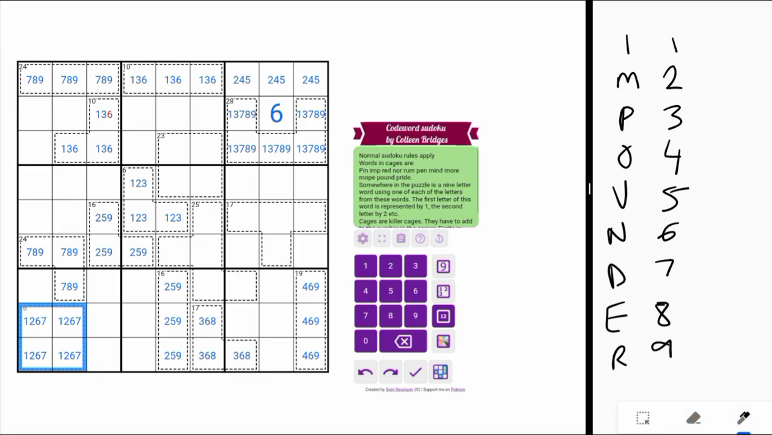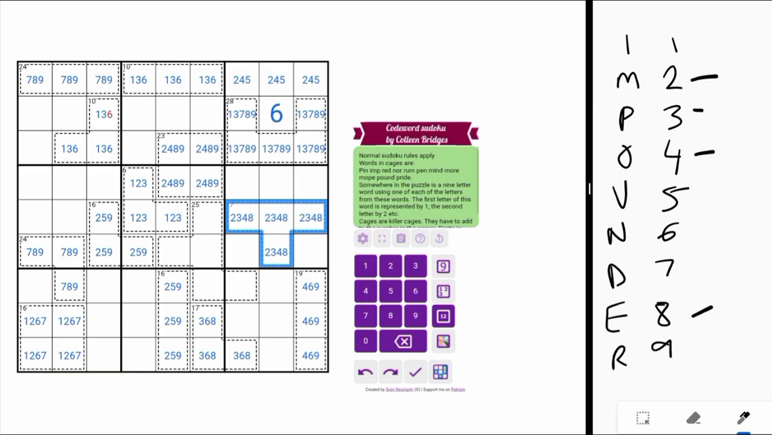Next, more, M-O-R-E, 6, 8, 40, 9 is 23, that goes in there, 2, 4, 8, 9. Next one is mope, M-O-P-E, 2, 3, 4, 8, 7, 11, 8, 5 and 4 is 9, and 8 is 17, yep, that one goes in here, 2, 3, 4, 8.